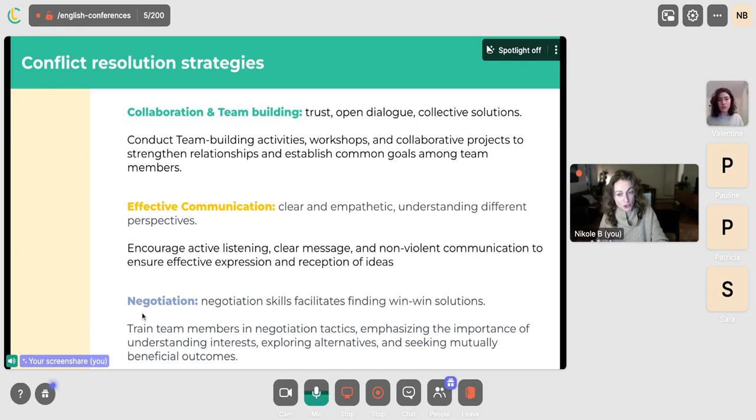And the third one is negotiation. So you want to actually teach negotiation skills to your team members so that it's not always somebody else that has to resolve the conflict, but they have the tools to negotiate between themselves. And so they can sometimes explore alternatives and seek mutually beneficial outcomes between themselves. Okay?